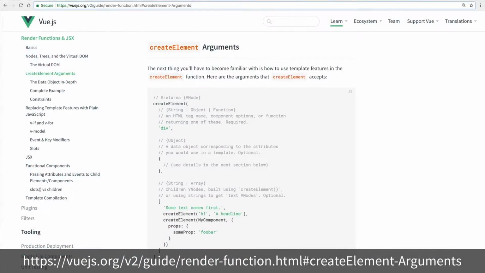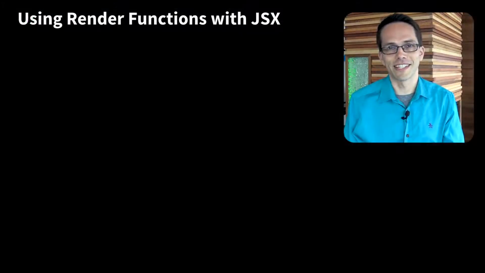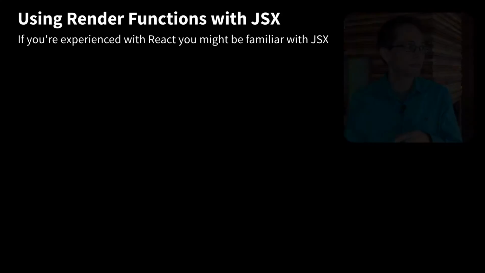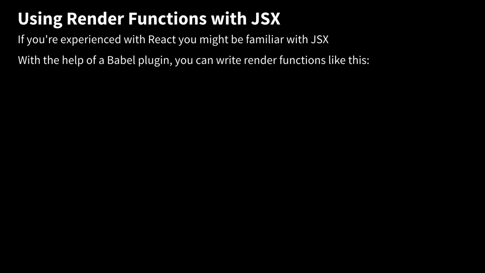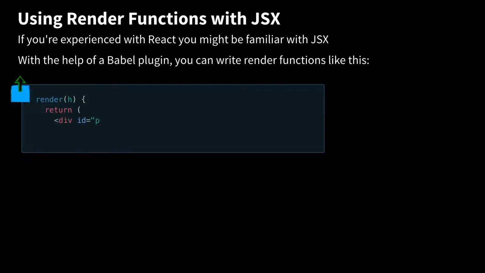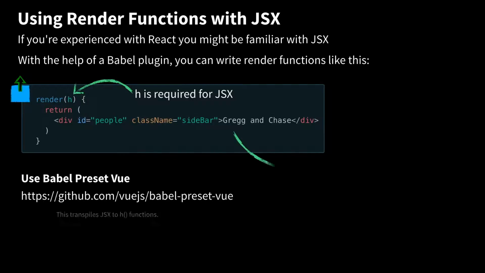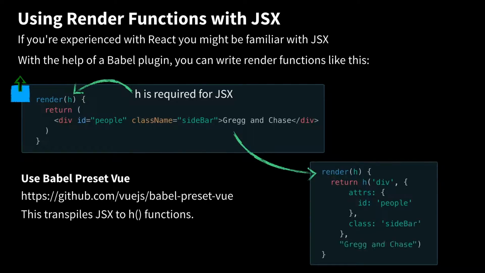The createElement function has a lot of different options, and you can see this in the link I have in the resources below this video. Now that you're familiar with render functions, we can talk about putting JSX in here, which you might be familiar with if you're coming from React. So with the help of a Babel plugin, we can write render functions that look like this, where we simply put the HTML right there, inside the return. Using the h is required in this case. To get this working, you'll want to use the Babel preset Vue library, which you can see here. All this does is transpile JSX into h functions. These are equivalent.